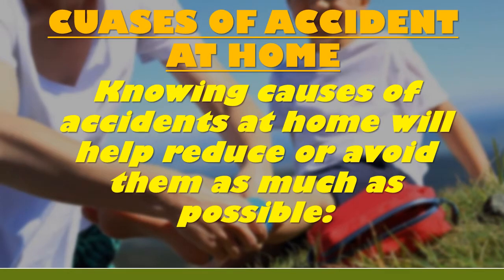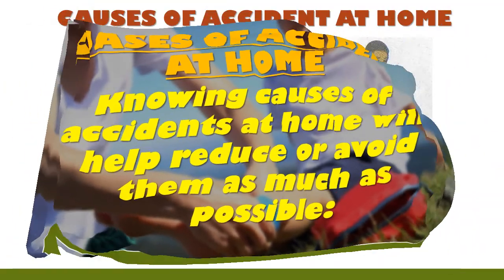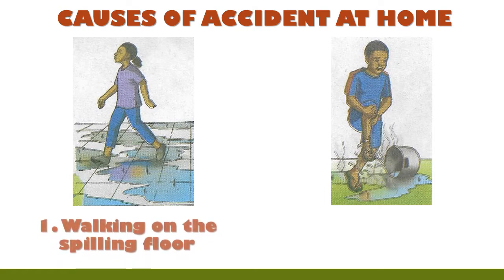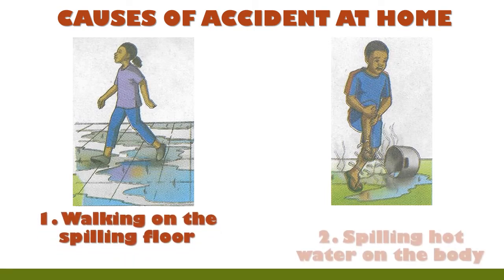The next thing that will come to our mind is, where are these places that accidents can actually occur? Accidents can take place at home, in the school, at the workplace, on the road. Accidents can occur there. So the next thing we'll be looking at is accidents at home. What are those things that cause accidents at home?